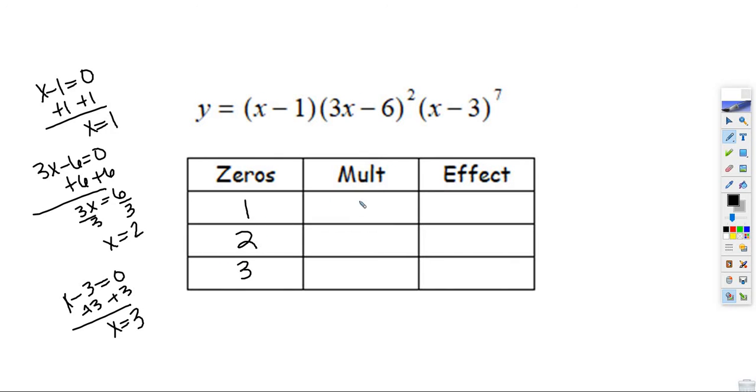So the factor appears once, so that's a multiplicity of 1. The factor appears twice, so that's a multiplicity of 2. The factor appears 7 times, so that's a multiplicity of 7. So remember, once is a regular cross like you're used to seeing. An even multiplicity will result in a bounce, and an odd multiplicity will result in that snake.